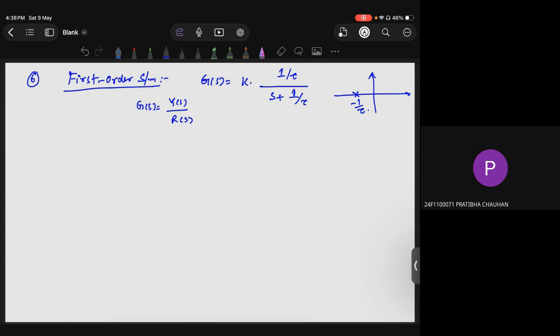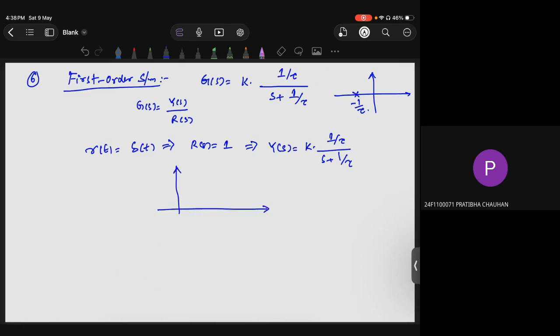For example, if r(t) is an impulse, then you'll have R(s) equal to 1. If R(s) is equal to 1, what is Y(s)? Y(s) is the same expression, K multiplied by 1 by tau, over s plus 1 by tau. In that case, how would that response look? It starts at K by tau and it reduces.